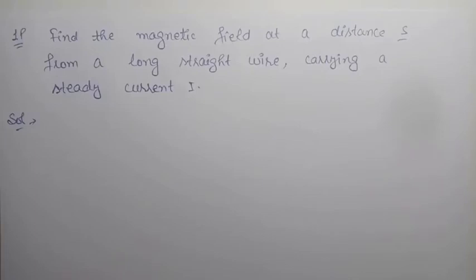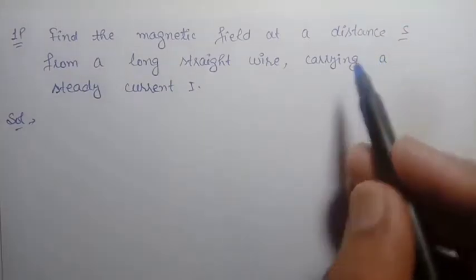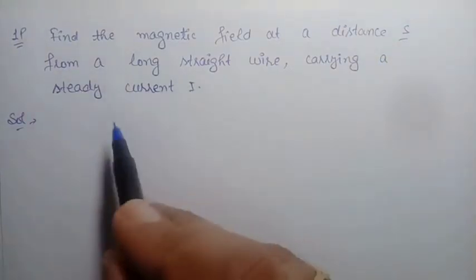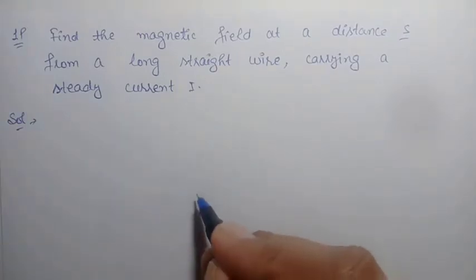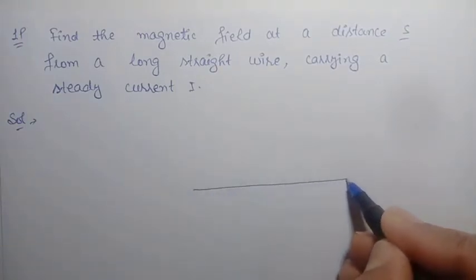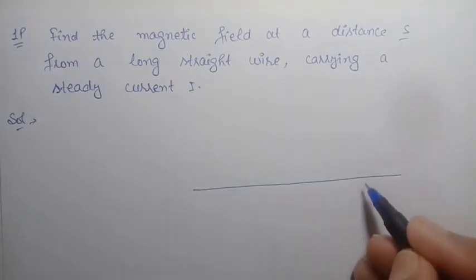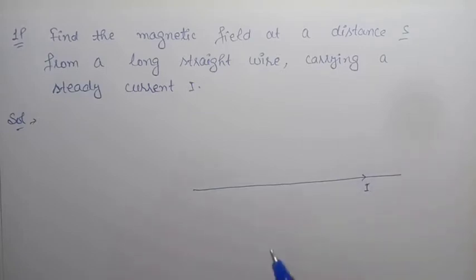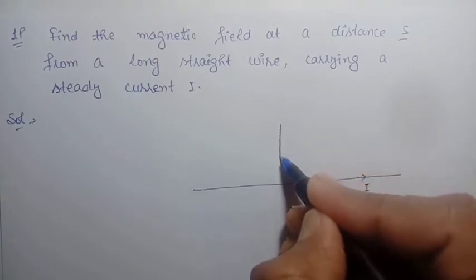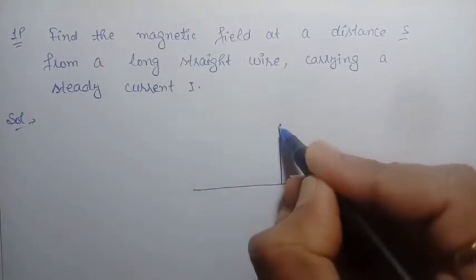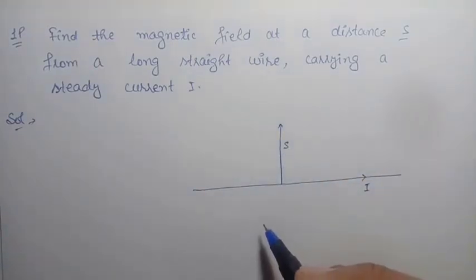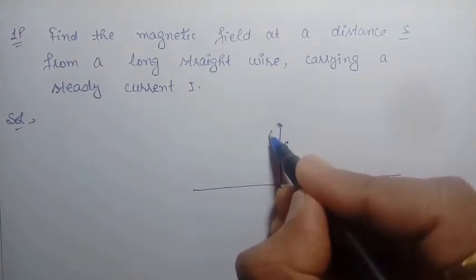Everyone, in this lecture we will discuss the problems related to magnetostatics. So the first problem here is: find the magnetic field at a distance s from a long straight wire carrying a steady current I. Suppose this is a long straight wire which carries a current I, and we are interested to find the magnetic field at a distance s from the wire.